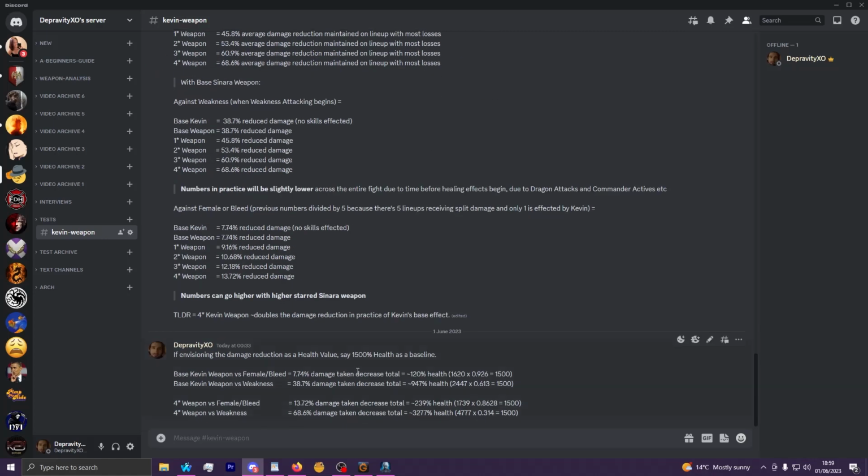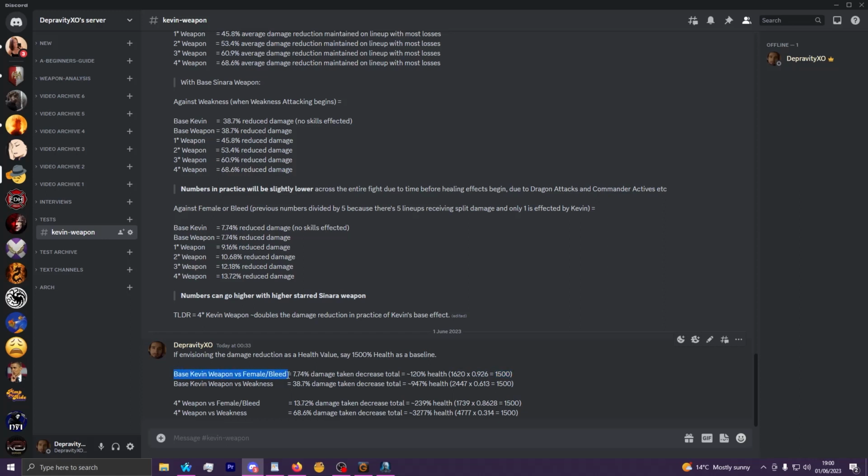And then finally, I use a health conversion to just help visualize this a bit more. Not sure this is exactly how it works in game, but just as a means of visualizing it. So if you look at this damage reduction value, so here I'm using 1,500% health as a baseline just to compare this. So here I'm trying to make the numbers match with the damage reduction value here, and then seeing what health value that would require to equal back out to the 1,500.